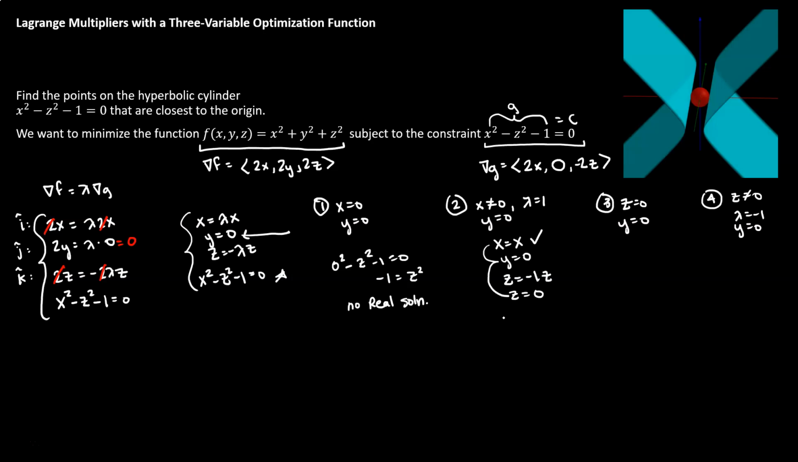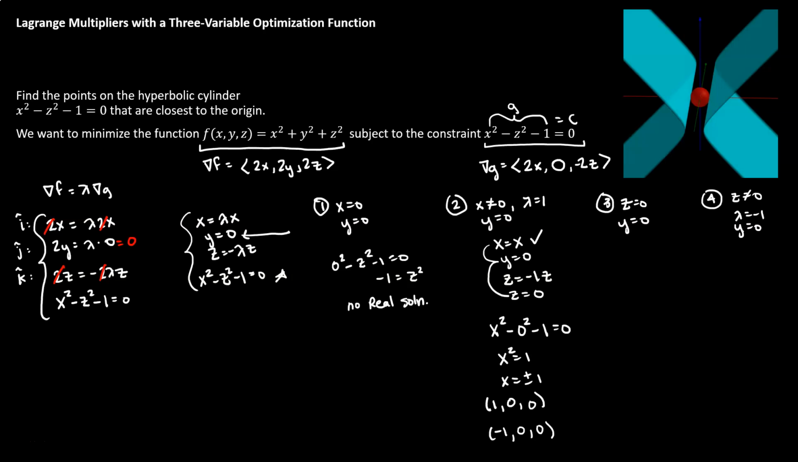And then we would plug that into our constraint. If x equals x, then we have x squared minus 0 squared, minus 1 equals 0. And that simplifies to say x squared equals 1, or x equals plus or minus 1. This is actually our solution. We have x equals positive 1, y equals 0, z equals 0. And then we also have the case where x equals negative 1, y equals 0, z equals 0.